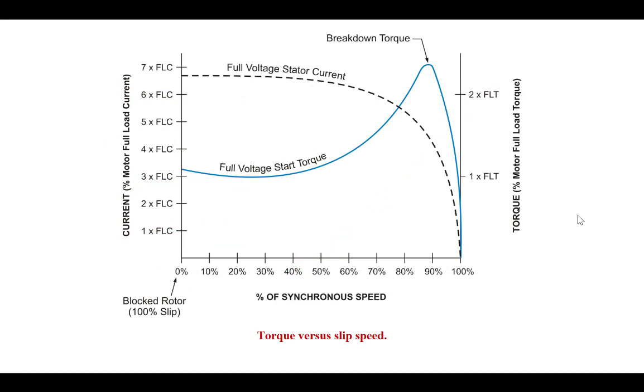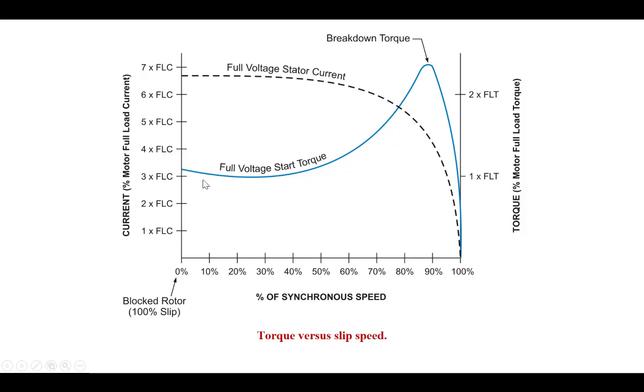And this chart here is basically from page 19 of Objective 3. And again, it just talks about what's happening with our motor as we start it from a dead stop and bring it up to rated speed.